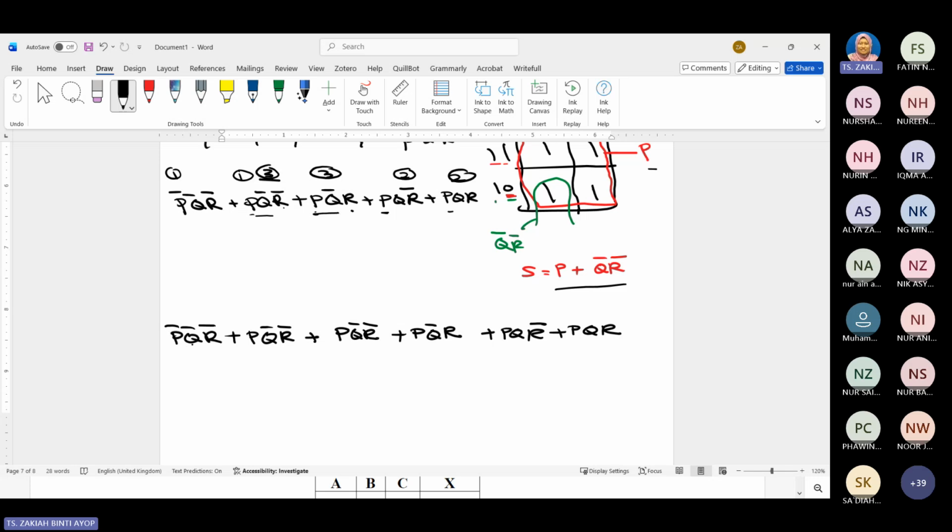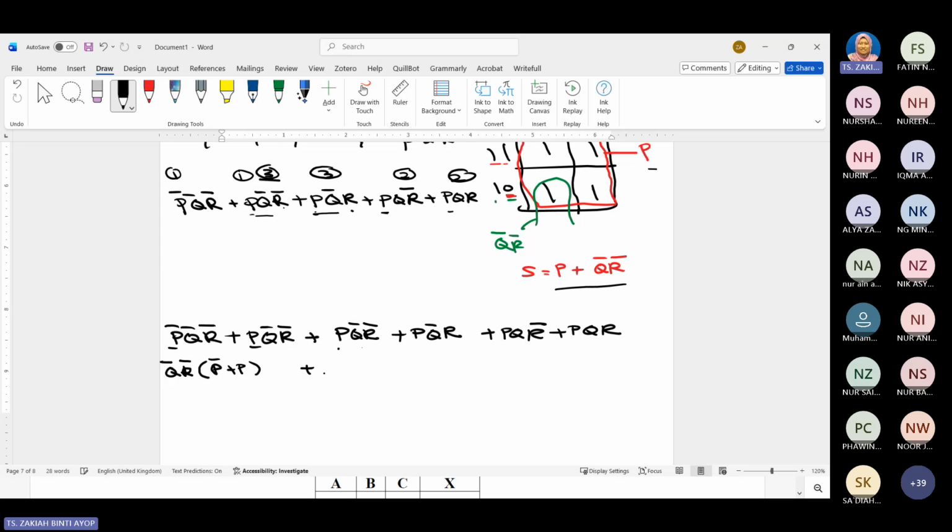Now, we have the pairs that we can group together and factorize. This one, Q bar, R bar, that is similar, can become a factor. The one that is not the same, we put inside the bracket. P bar plus P and then plus.